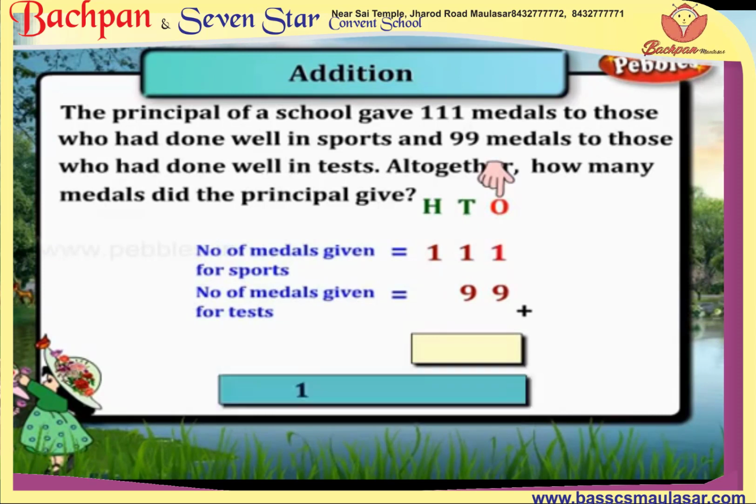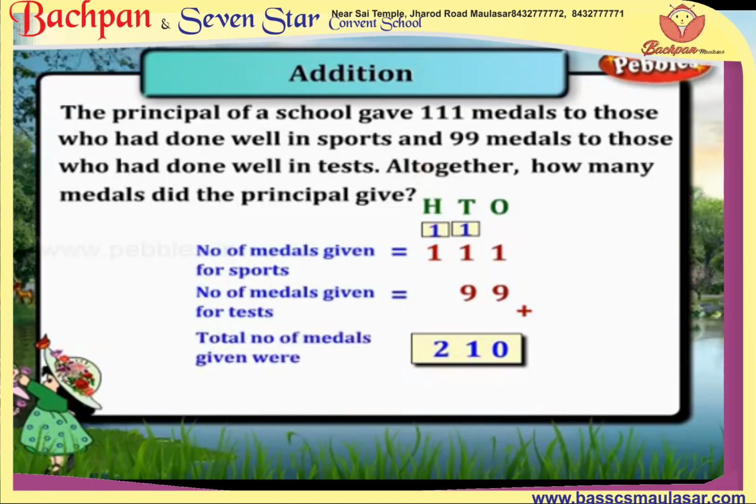Add the ones. 1 plus 9 is equal to 10. Write 0 in the ones column and carry over 1 to the tens column. Add tens. 1 plus 1 plus 9 equal to 11. Write 1 in the tens column and carry over 1 to the hundreds column. Add hundreds. 1 plus 1 equal to 2. Total number of medals given were 210.